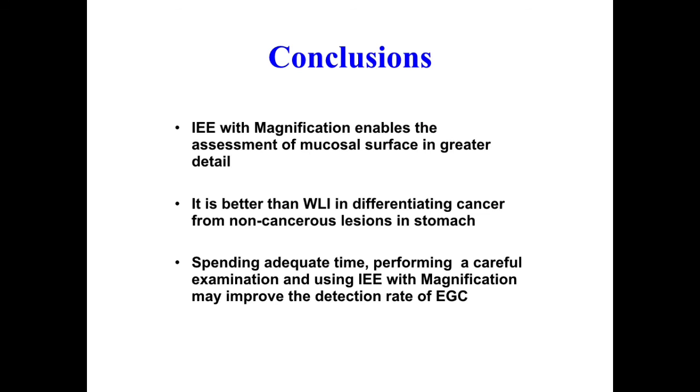So in conclusion, image enhanced endoscopy with magnification enables the assessment of mucosa in greater detail. We can look at the microvessel pattern and the microsurface pattern. It is better than white light examination in differentiating cancer from non-cancerous lesions. The important points to remember to improve the detection of lesions are: we have to clean the mucosal surface of any debris, spend adequate time in examining the mucosal surface, and have some sort of systematic protocol so that you don't miss any area of the stomach.